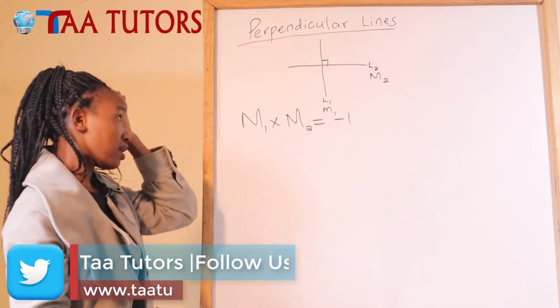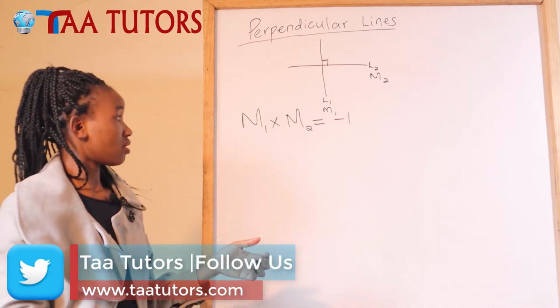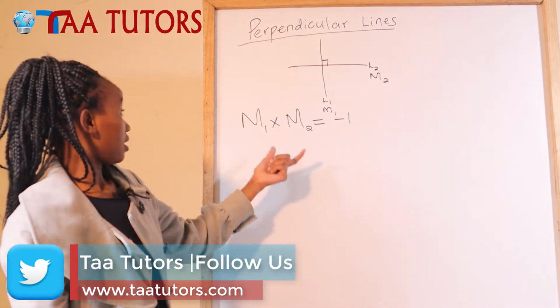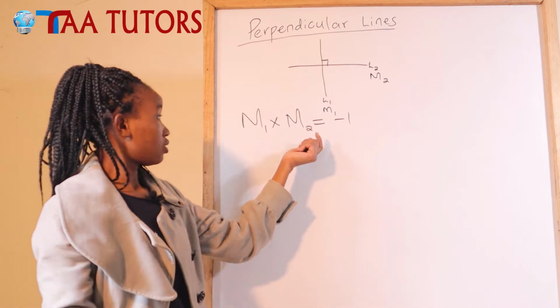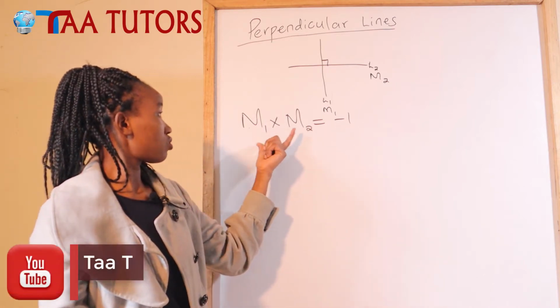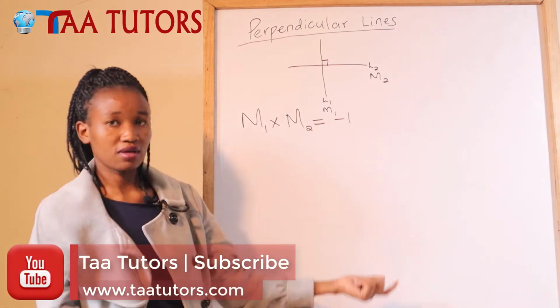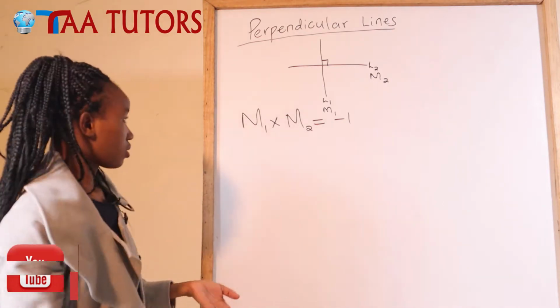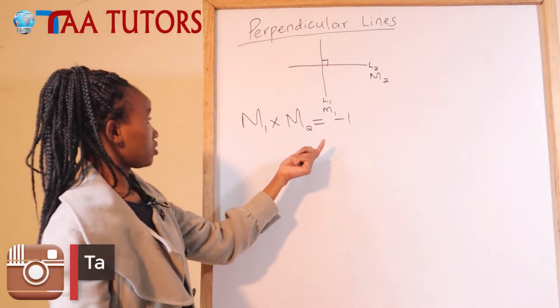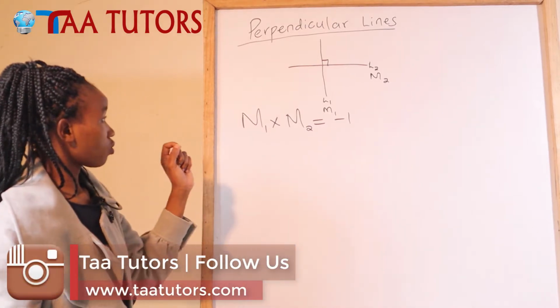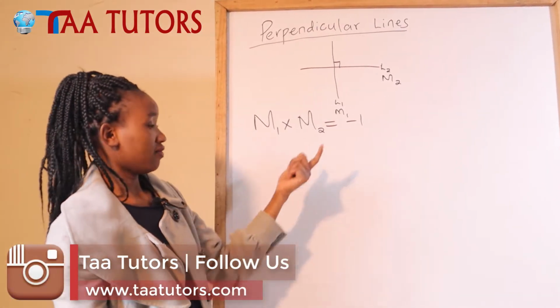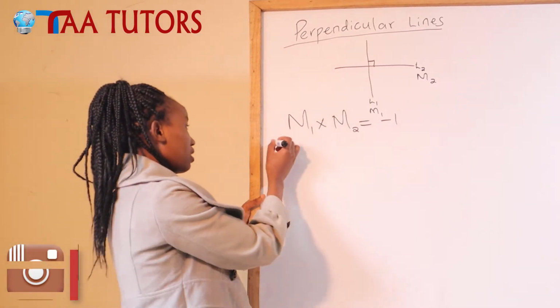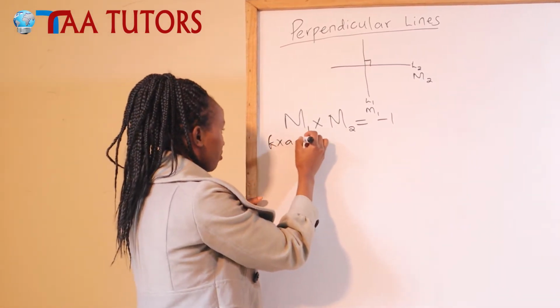If you are given the gradient of one line and told it's perpendicular to another line, then to get the gradient of the other line, you multiply the two gradients, equate the product to -1, and then you can find the gradient of the other line. So we're going to see how we can find the equation of a straight line if it is perpendicular to another straight line. So, examples.